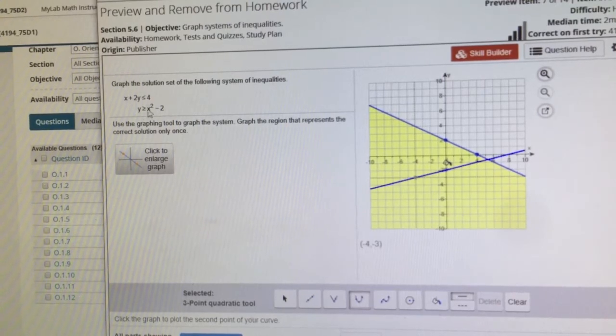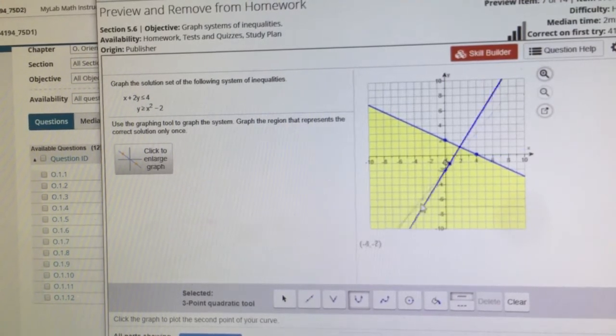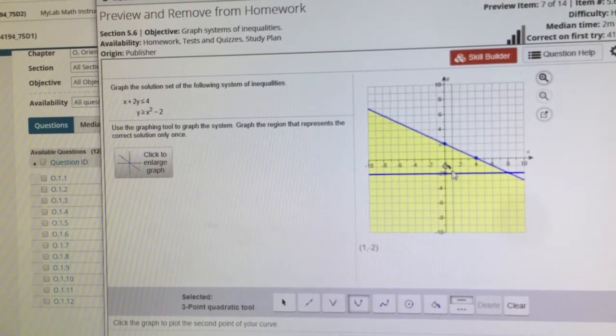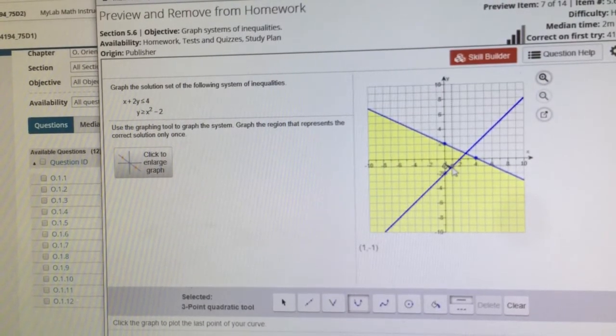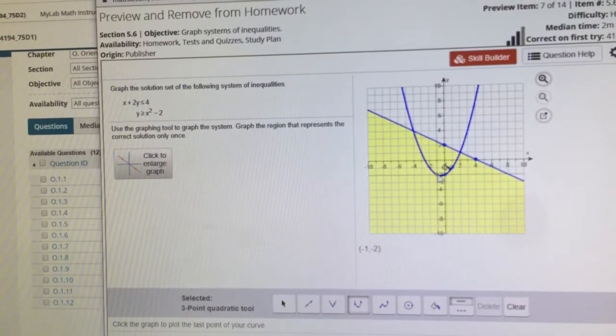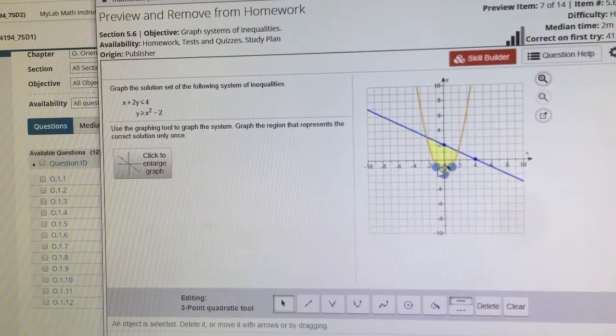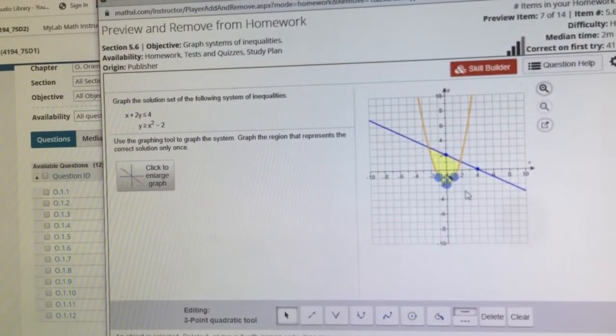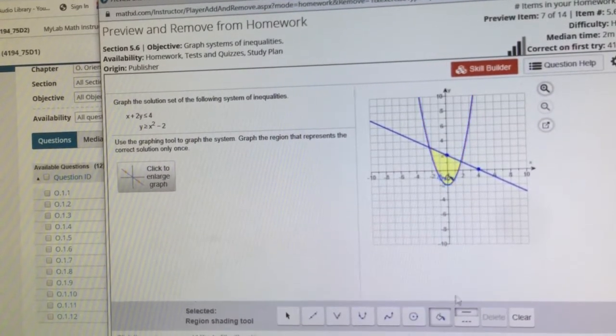All right, now noticing from my x squared, there's no number, which means it has no stretch. So when I go over 1, I'll have to go up 1. And when I go to the left 1, I'll go up 1. All right, there's my parabola. Now notice how it took all this shading off down here. Now let's put this shading back.